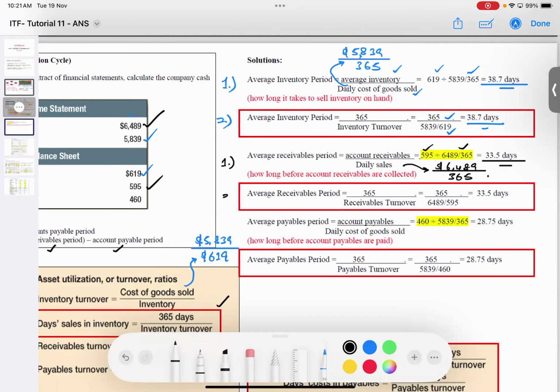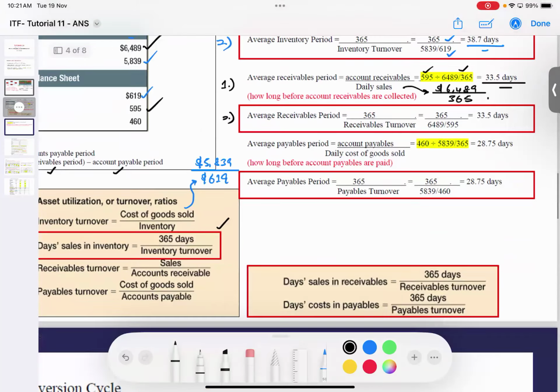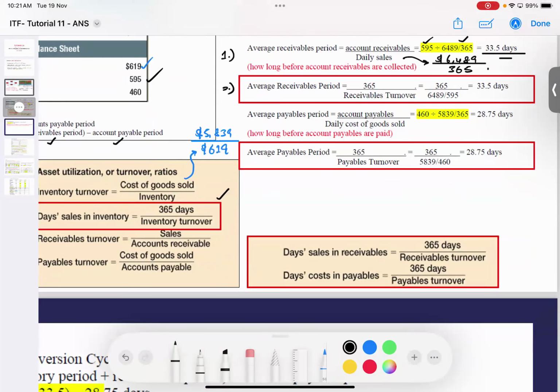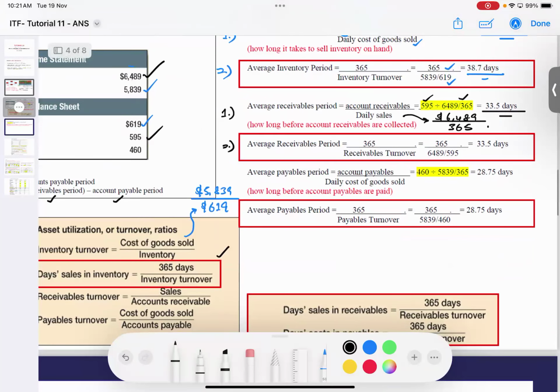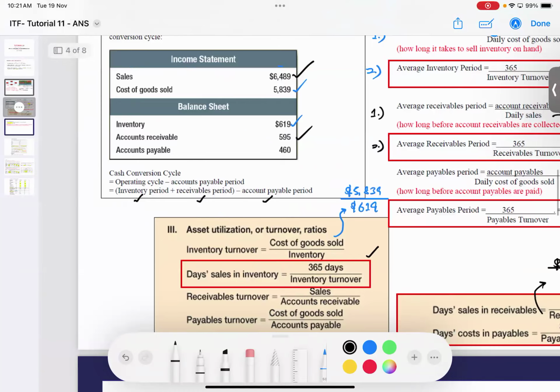The second method is the one that we learned earlier. You use 365 days divided by receivable turnover. How do you get receivable turnover? You use the sales divided by account receivable. Account receivable here is 595.